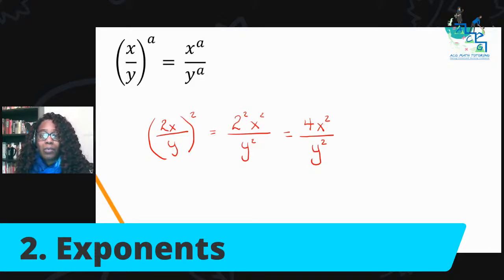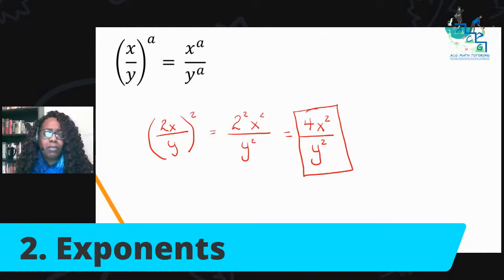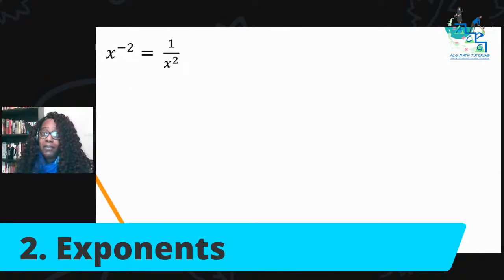Now, x and y, 2 different bases. So I can't break it down any further. If that y was an x, of course, we can break it down some more, but it's not. All right? So far, this is basically it. The next part is the tricky one. You have to pay attention to this one. So many people get this wrong.